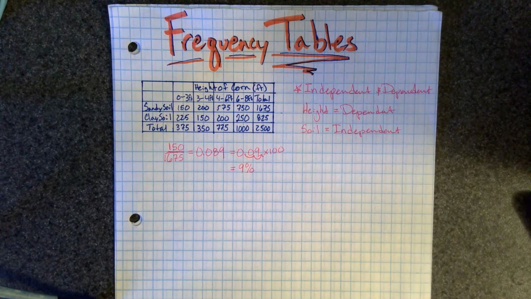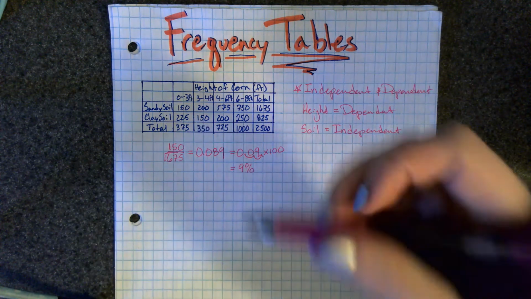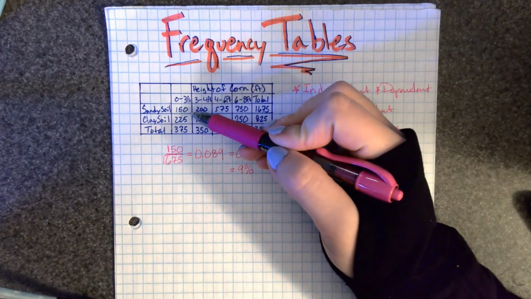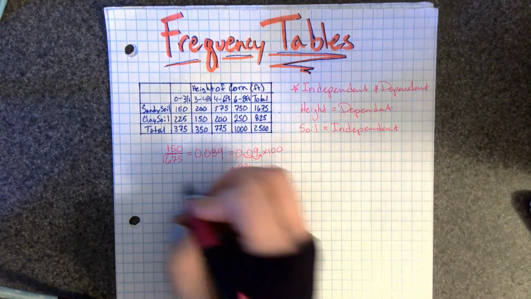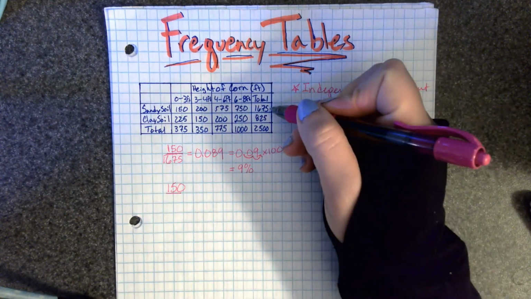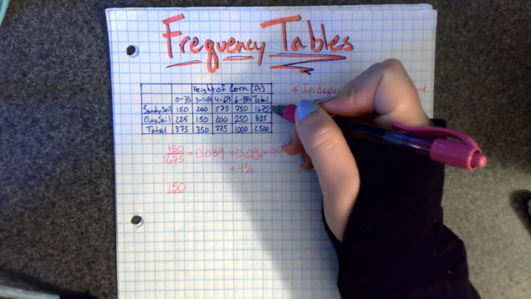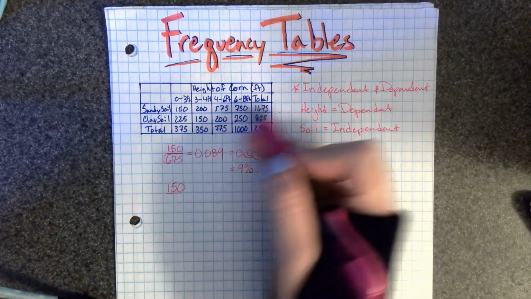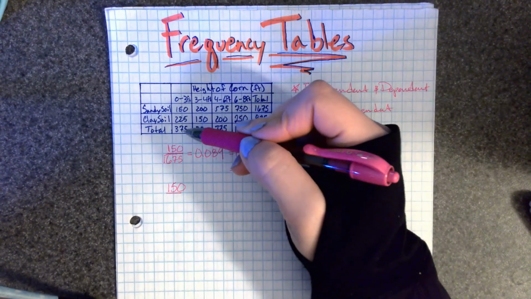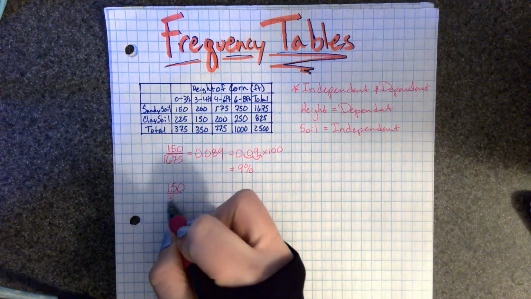Okay, let's try it again, but this time we are going to figure out what percentage of stalks that grew 3 feet tall happened to be planted in sandy soil. So again, we're going to take the 150, but instead of saying the total is 1,675, because that's the total of crops that grew in sandy soil, we're going to take the total of crops that grew only 3 feet tall, which is 375.